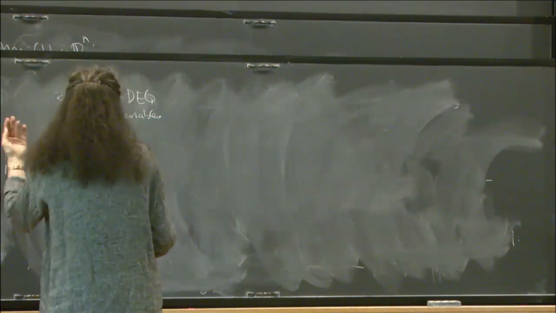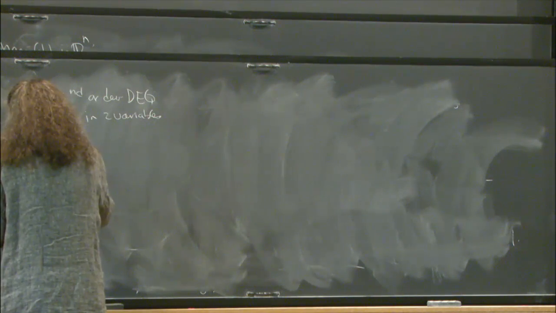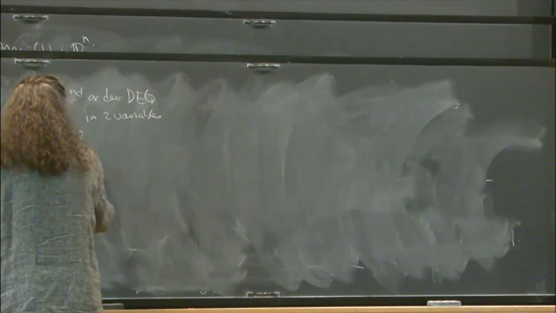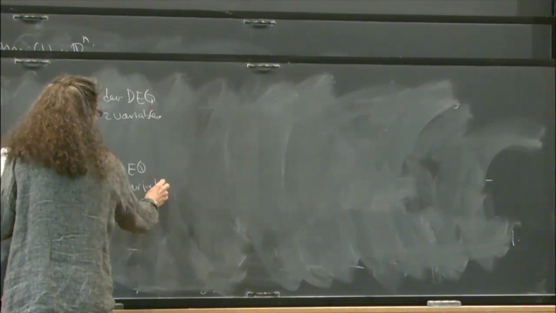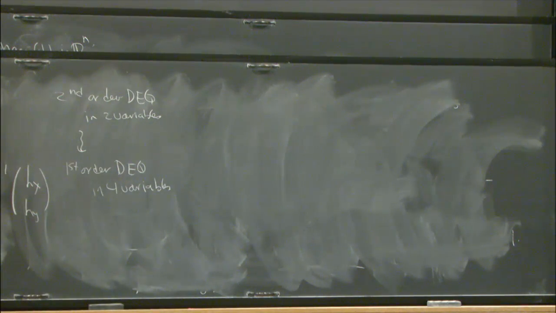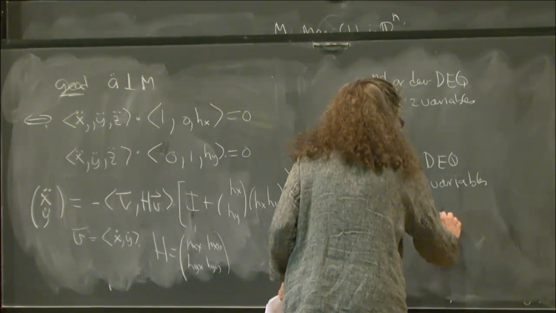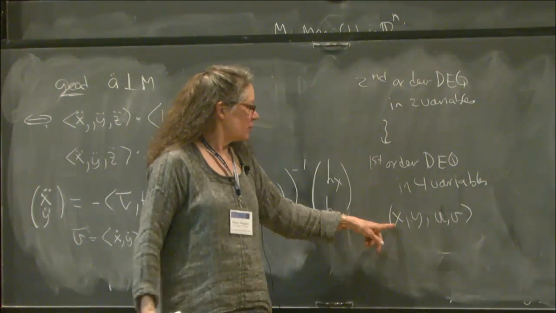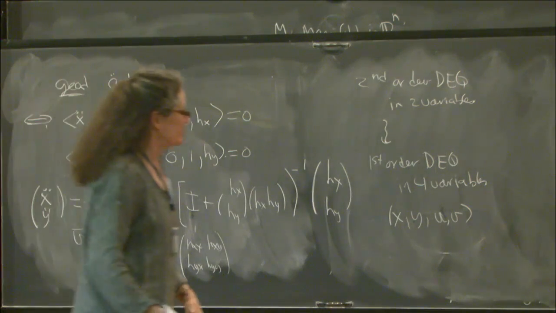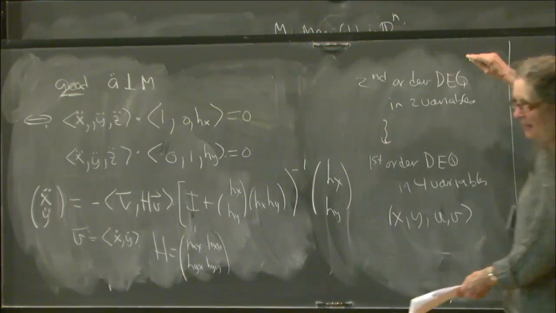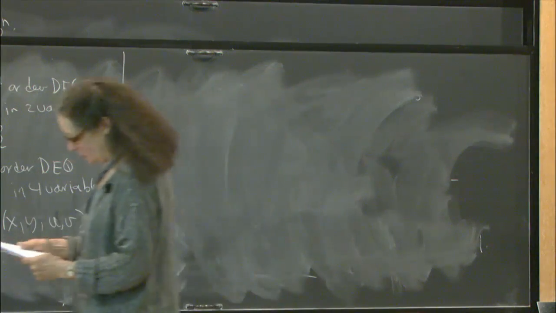And the usual thing that we do with such a thing is we turn it into a first order differential equation in 4 variables. Has everybody seen this before? Same kind of construction. The variables are going to be x, y, and the velocity vectors, u and v. So the position vectors and the velocity vectors. You do this in physics, whenever you have F equals ma. You get an equation for the acceleration, and you turn a second order differential equation into a first order differential equation.